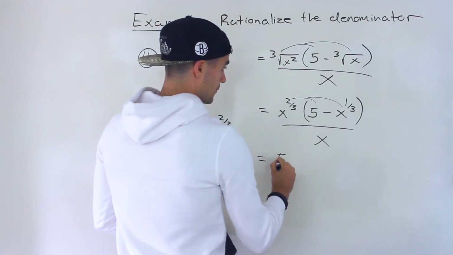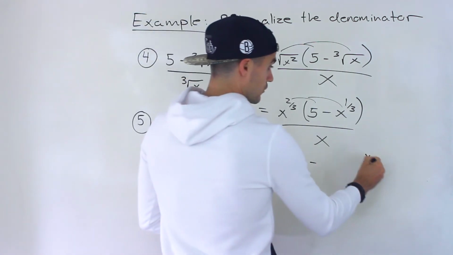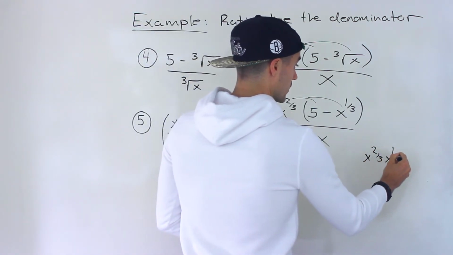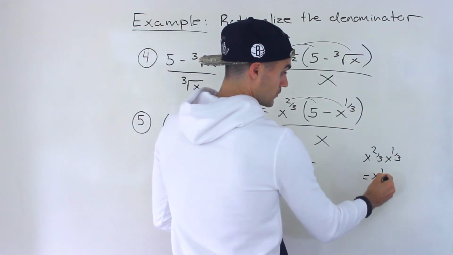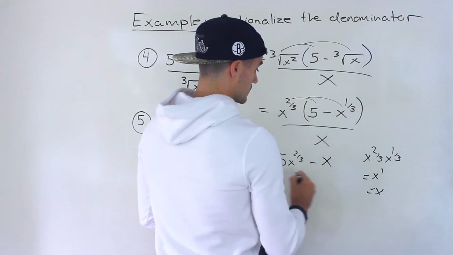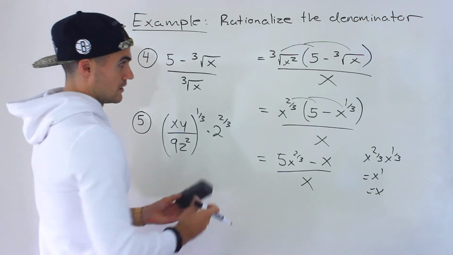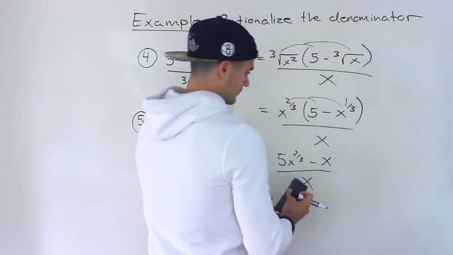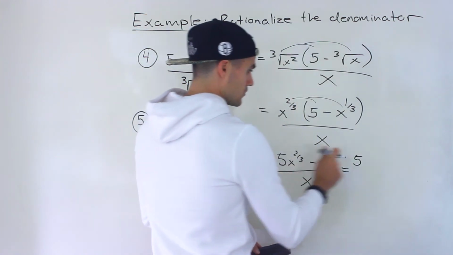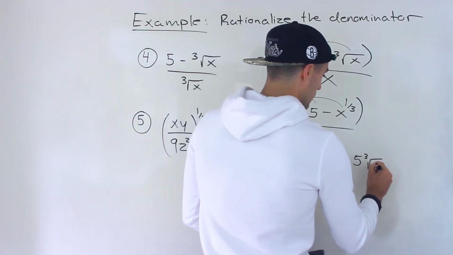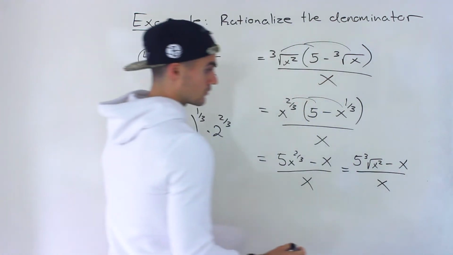if we expand, we would have 5x to the power of 2 over 3 minus x to the power of 2 over 3 times x to the power of 1 over 3. Well, we already know that that's just going to be x to the power of 1, which would just be x. So this would be an x over here, and this is going to be all over x. So, changing it back to radical form, this x to the power of 2 over 3 is like the third root of x squared. Then we'll have a minus x. That's going to be all over x.